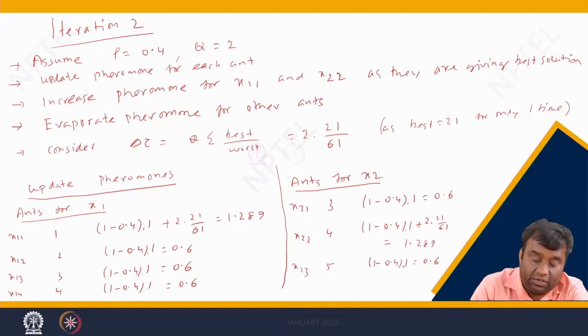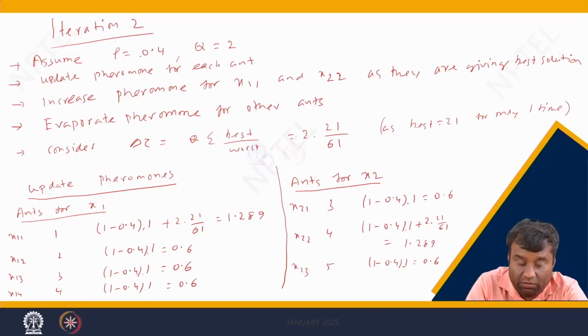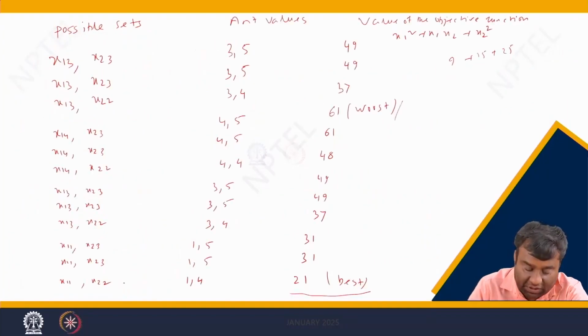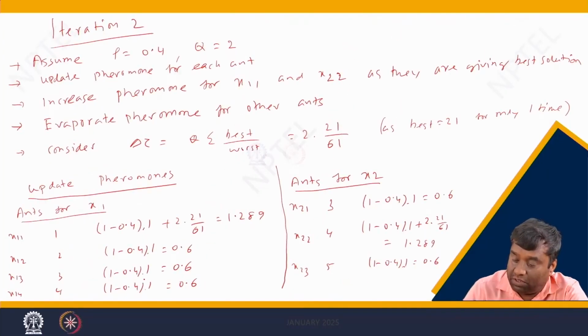Now iteration 2. Assume the evaporation rate rho equal to 0.4 and the Q constant is 2. Update the pheromone for each ant, and we increase the pheromone for x11 and x22, as these give the best solution. Now evaluate the pheromone for the other ants. Consider tau ij equals (1 minus rho) tau ij plus delta tau. Consider delta tau equal to Q into best by worst. So Q is 2 and the summation is not required because the best appears only one time. So that is 2 into 21 by 61.